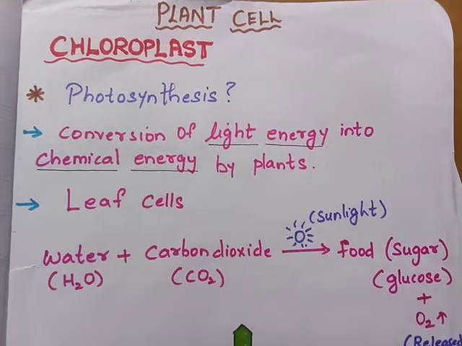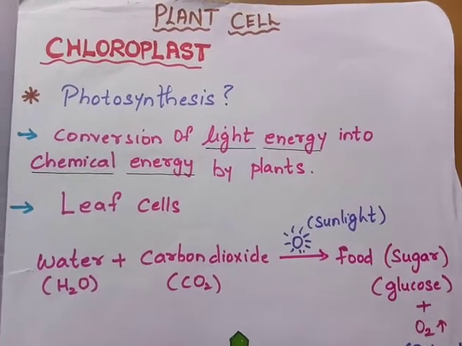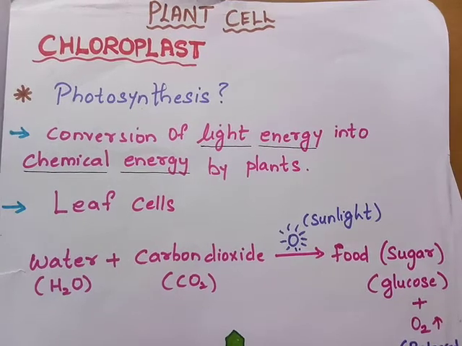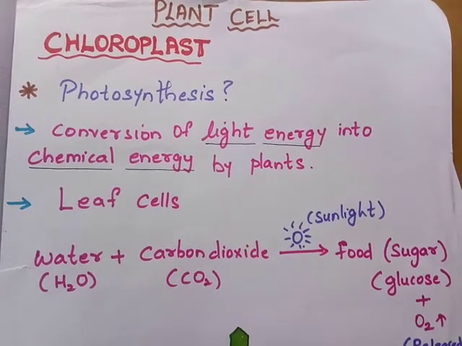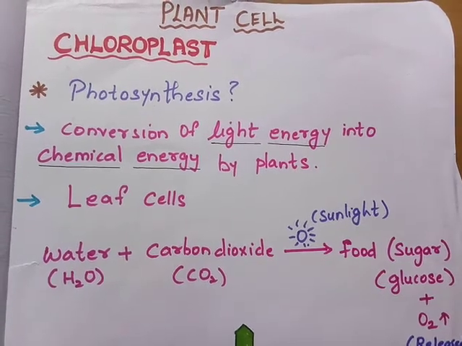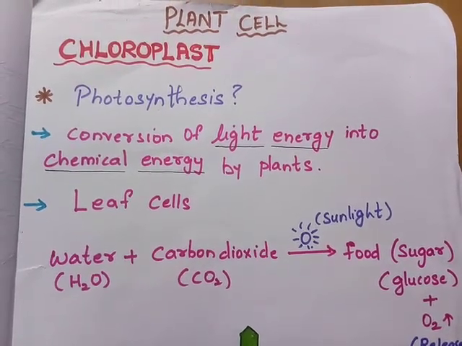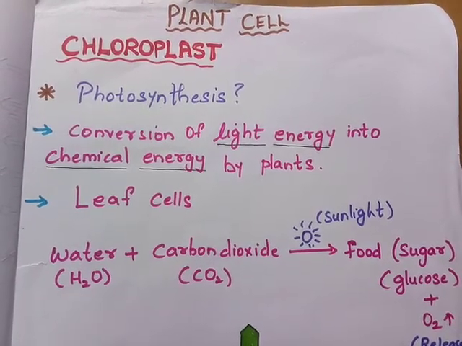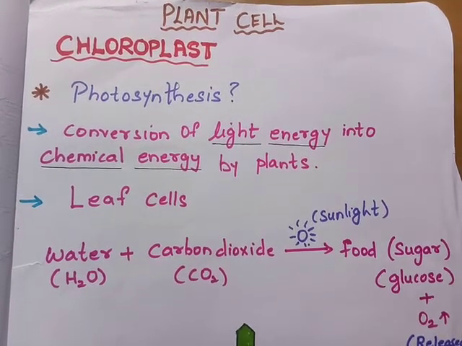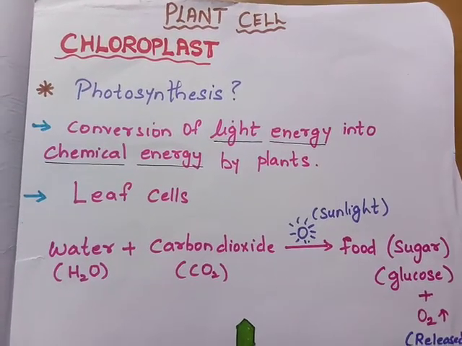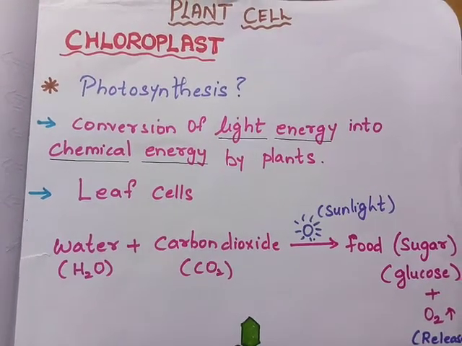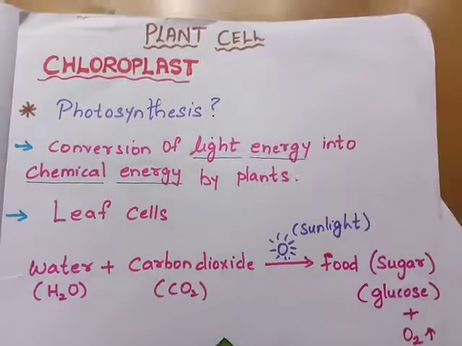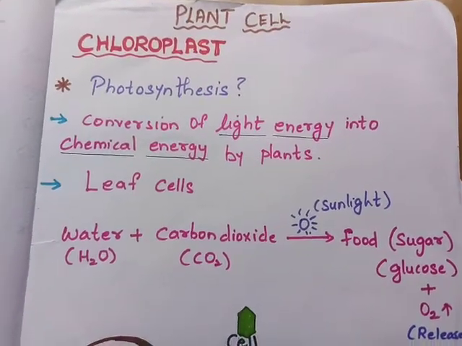I hope you got an idea about the organelle chloroplast. So the chloroplast contains the green colored pigment chlorophyll, where the photosynthesis occurs. So this is responsible for the photosynthesis. So this is all about chloroplast.